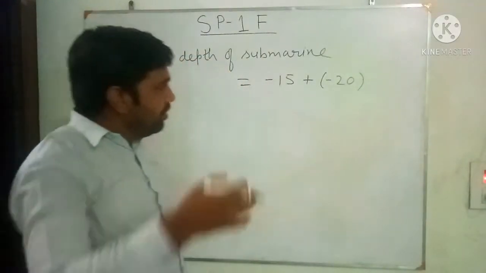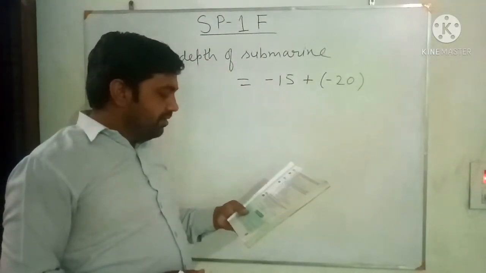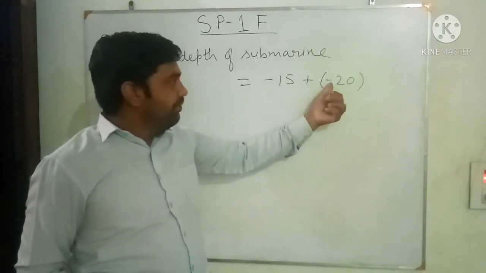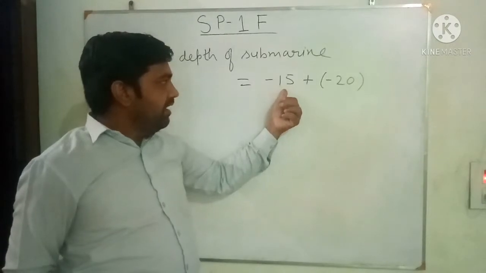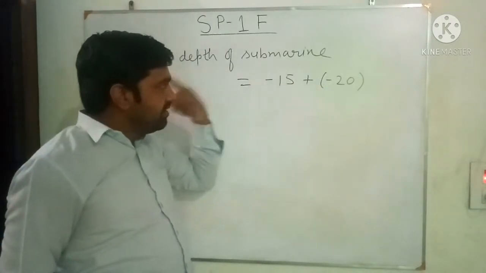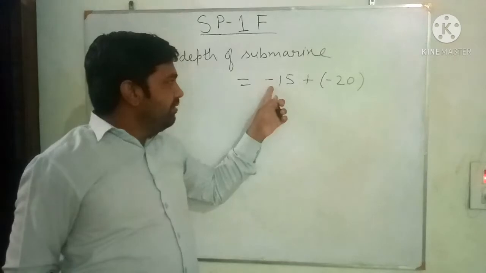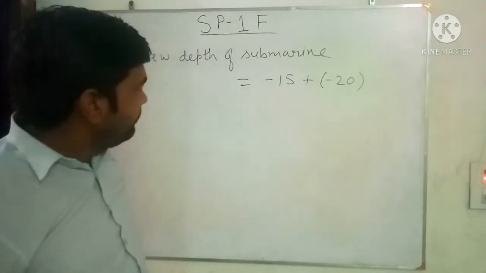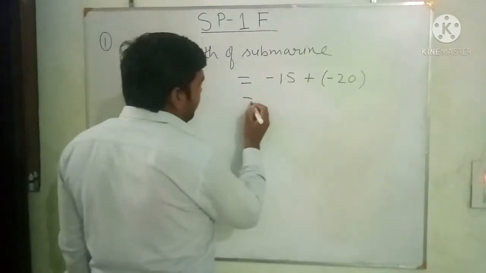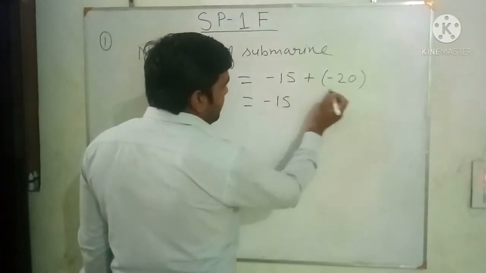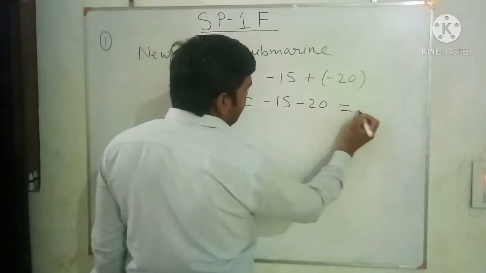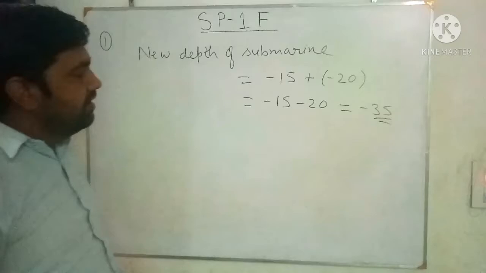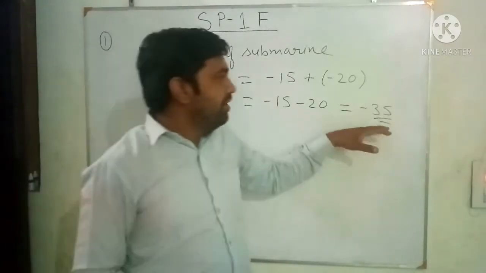20 meter more means below sea level. The submarine dives 20 meter more, so for below sea level we write minus. Previously it was at 15 meter depth, and then the depth increased by 20 meter more. This minus 15 means under the sea, and this minus also means under the sea. Adding them, minus 15 minus 20 gives you minus 35. So the new depth of the submarine is minus 35 meter, meaning 35 meter below the sea level.